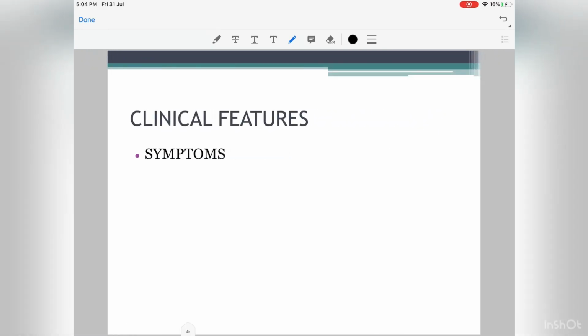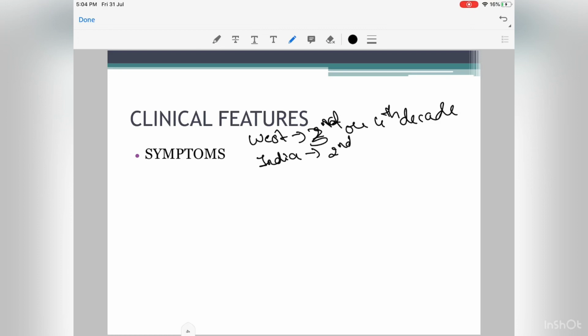The clinical presentation, the symptoms of MS. In the West, MS is seen in the third or fourth decade of life, but in India or Southeast Asian countries, it is seen in the second decade of life. There is something called juvenile MS that is seen in teenagers, where MS presents with acute atrial fibrillation. The most common symptom is exertional dyspnea.